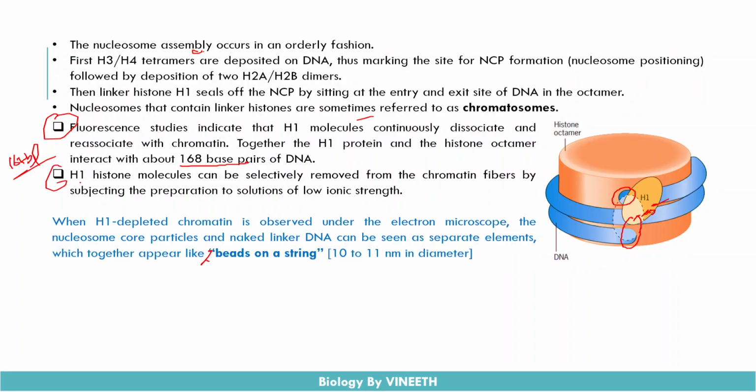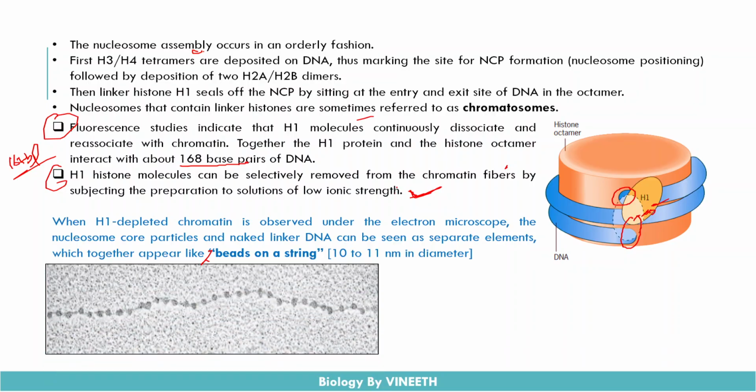H1 histone molecules can be selectively removed from the chromatin fibers by subjecting the preparation to solutions of low ion exchange. What happens in low ion exchange? The availability of divalent cations will be very low. Since the divalent cations are very low, the stabilization of the DNA will be very low. Because of that, histone molecules can be removed from the nucleosome model. So that is what happens in the case of low ion exchange solutions.